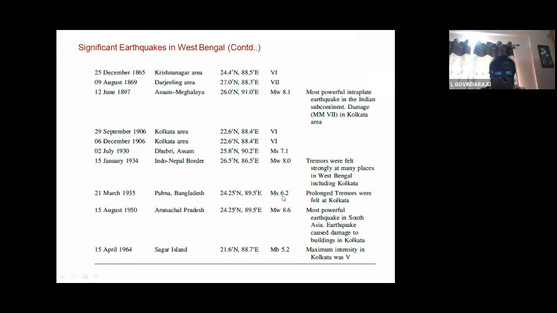Then 1935, surface wave magnitude, prolonged tremors were felt at Kolkata. And 1950, 8.6 magnitude, the most powerful earthquake in South Asia. Earthquake caused damage to buildings in Kolkata. And 1964, 5.2, maximum intensity in Kolkata with the intensity scale of 5 here.